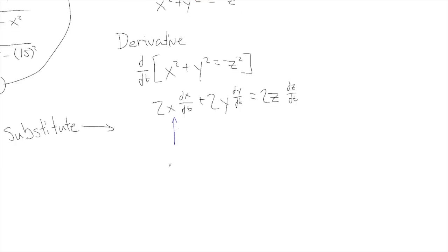Now all that's left to do is substitute in the values for our variables and rates of change and simplify to solve for dy/dt. Substitute 15 for x, 20 for y, and 25 for z. 2 for dx/dt, nothing for dy/dt as that is what we are finding, and 0 for dz/dt.